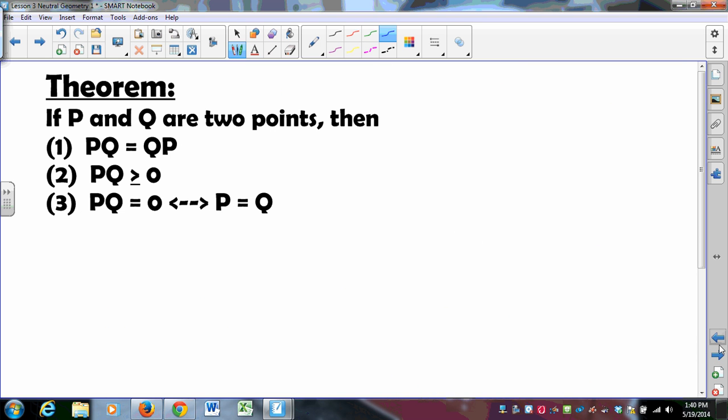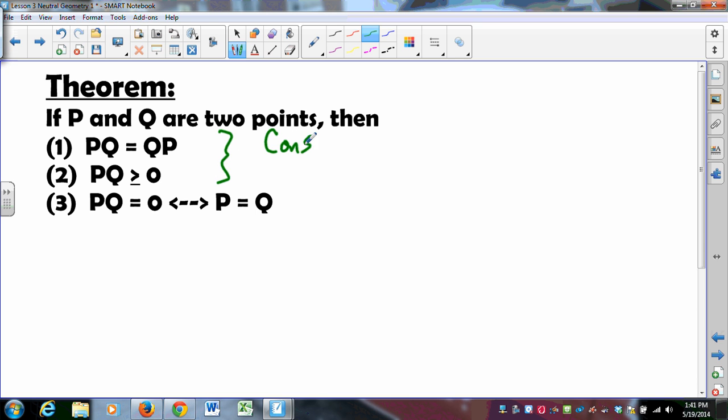All right, so a theorem for you. If P and Q are 2 points, then first PQ is equal to QP. The distance from P to Q is the same as the distance from Q to P, which seems obvious, but again, things that are obvious but not axioms still should be proven. The distance PQ is greater than or equal to 0, and PQ is 0 if and only if P is Q. So the distance between P and Q is equal to 0 if and only if P and Q are the same point.